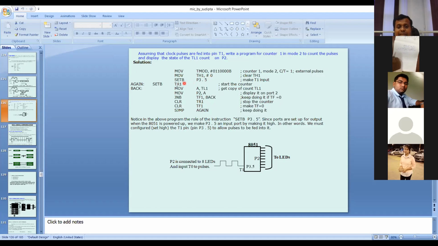Okay. Why SETB P3.5? Because clock pulses enter into the microcontroller. So this pin should be used as an input pin. To make it input, initially it should be high. Yes, sir. Next is SETB TR1. Because by default all pins are output pins.